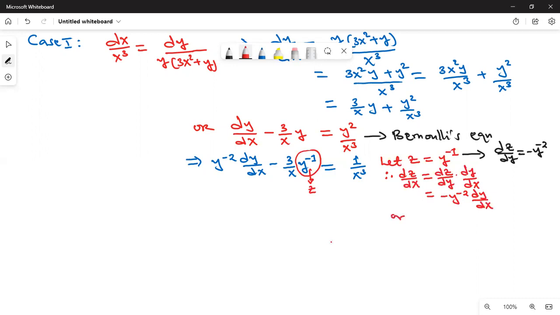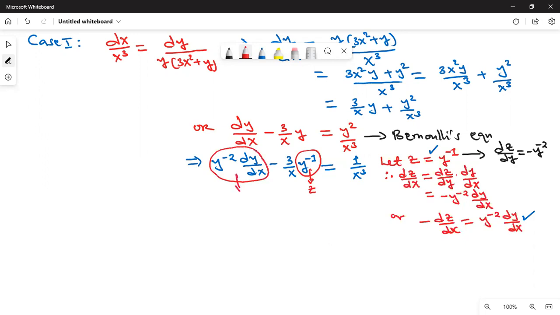So, negative dz/dx is the same as positive y raised to negative 2 times dy/dx. So that's a substitution which we are going to make, this one and also this. You see, we are replacing even the first term in that equation.